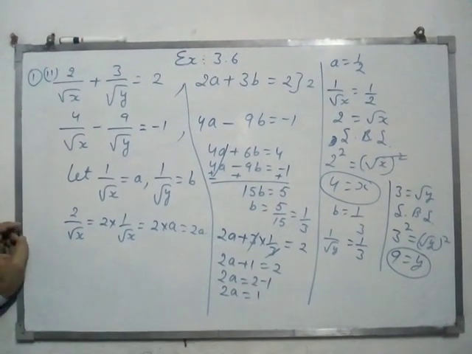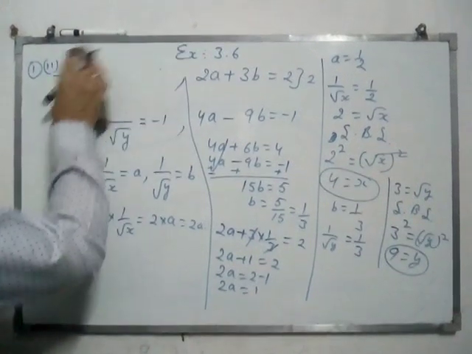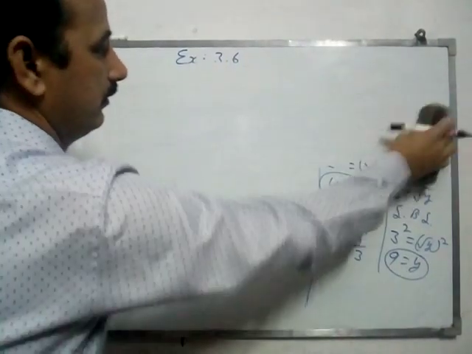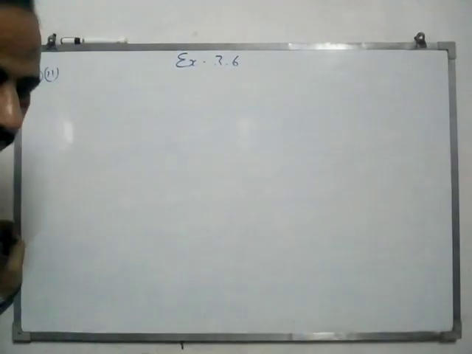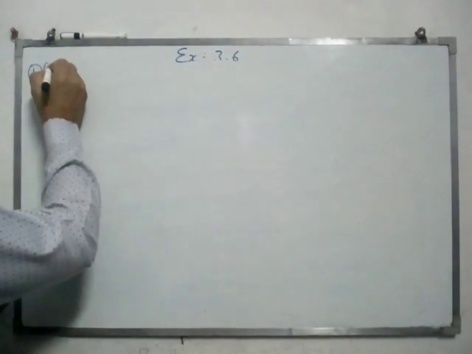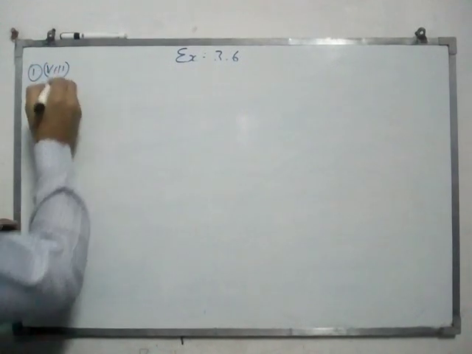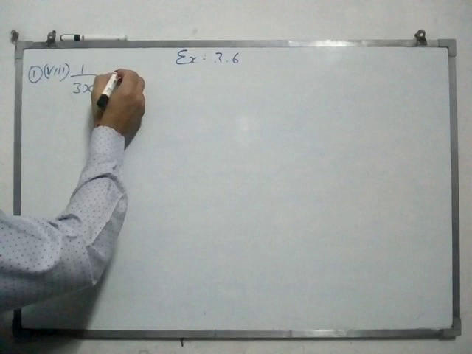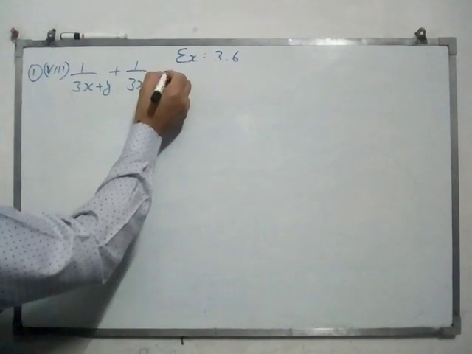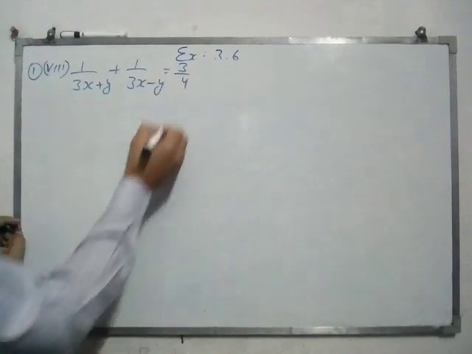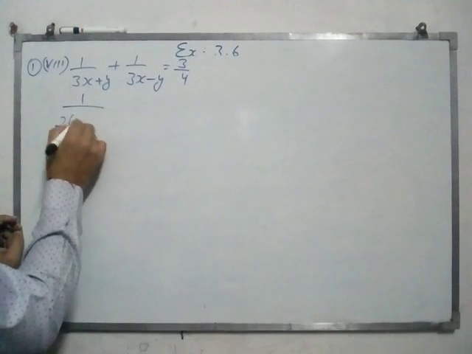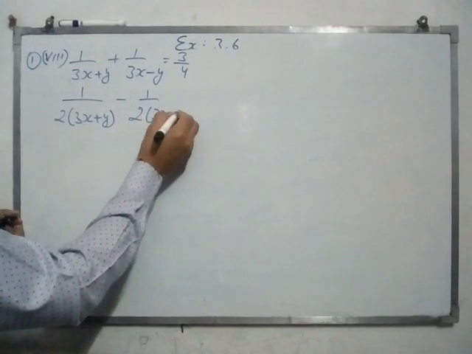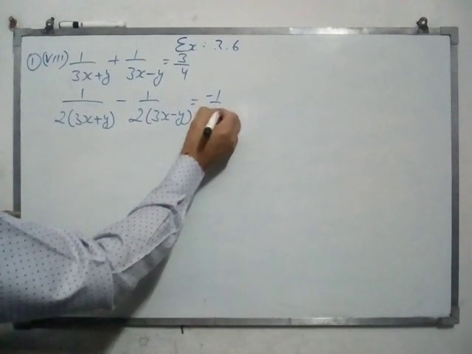So look at the next part of this question, that is part number 8: 1 upon 3x plus y plus 1 upon 3x minus y is equal to 3 upon 4, and 1 upon 2 into 3x plus y minus 1 upon 2 into 3x minus y is equal to minus 1 upon 8.